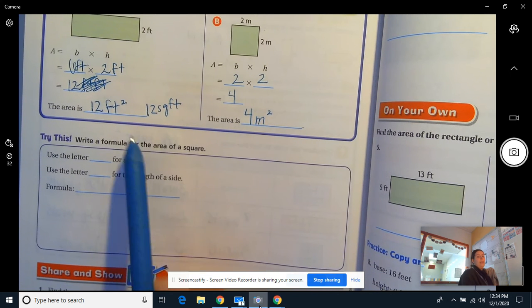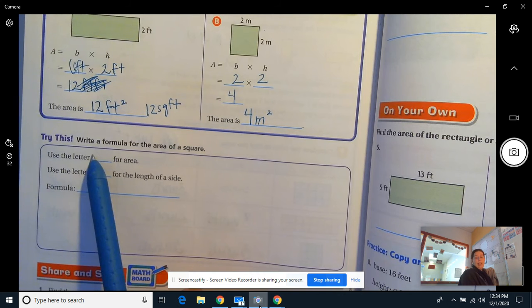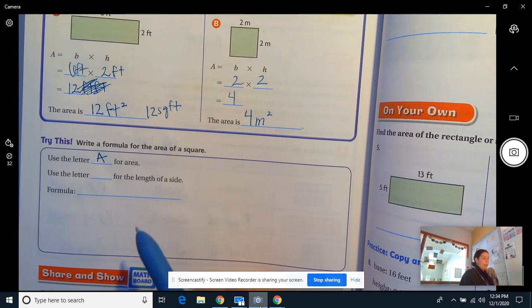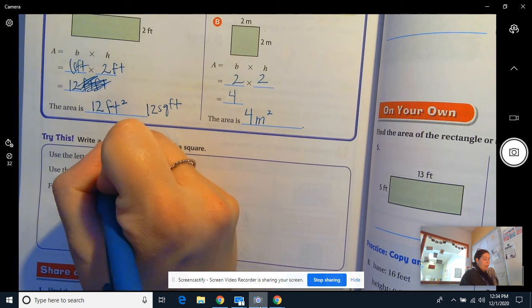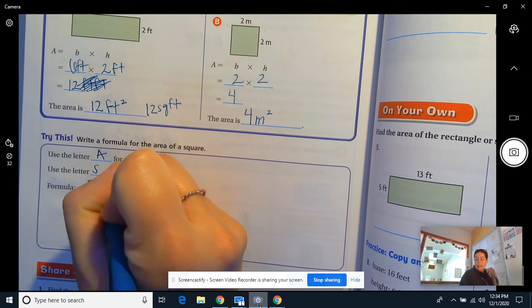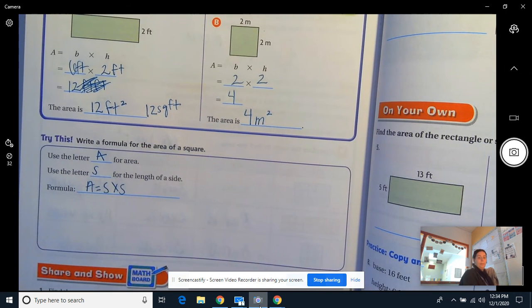So let's try this. Write a formula for the area of a square. Use the letter A for area. Use the letter blank for the length of a side. We're going to do S. So for square, area equals S times S. Side times side.